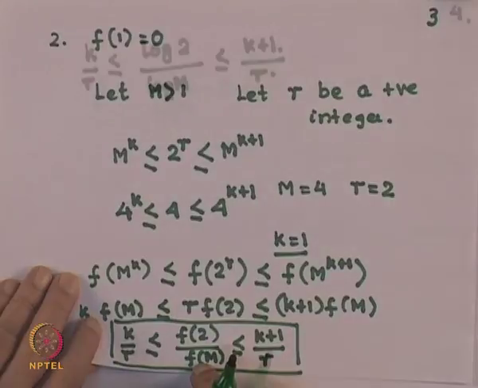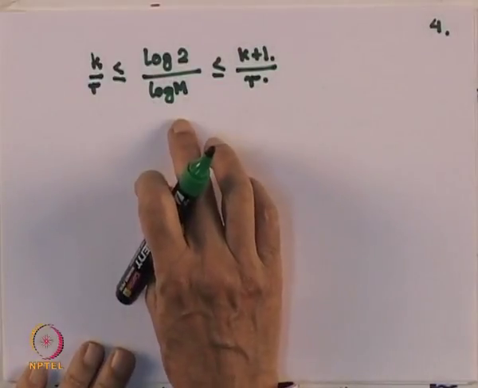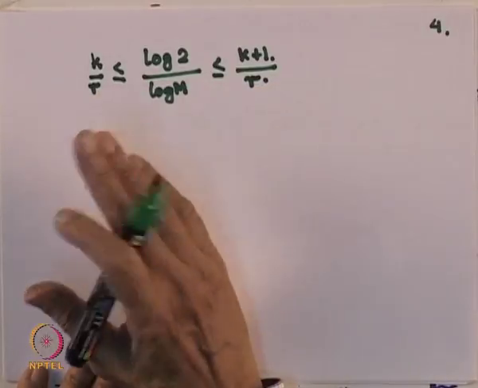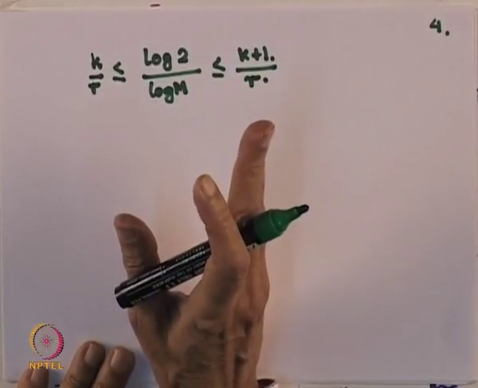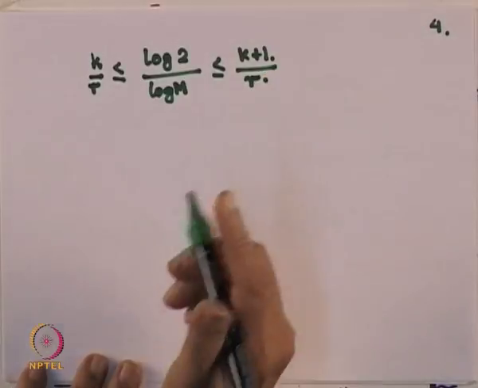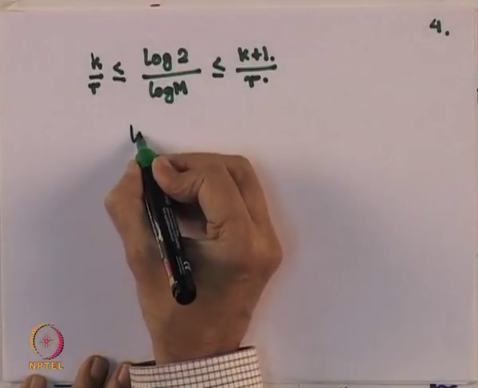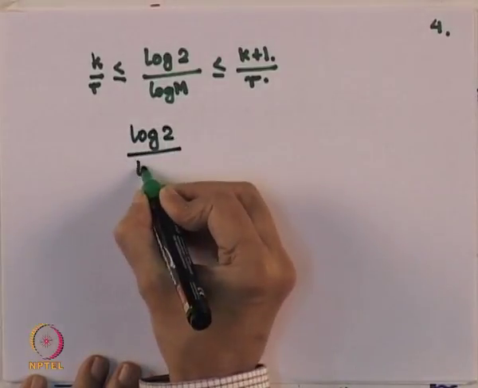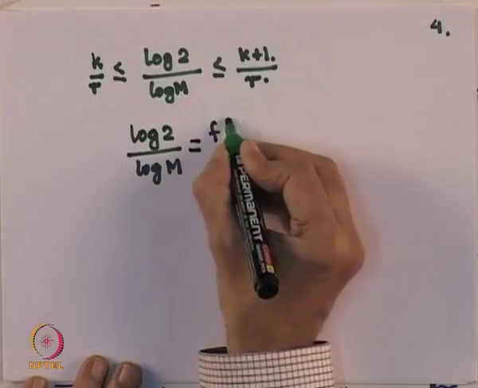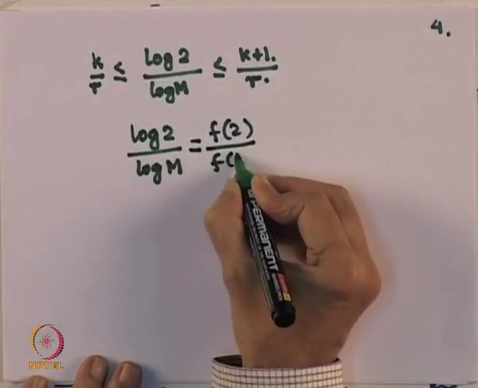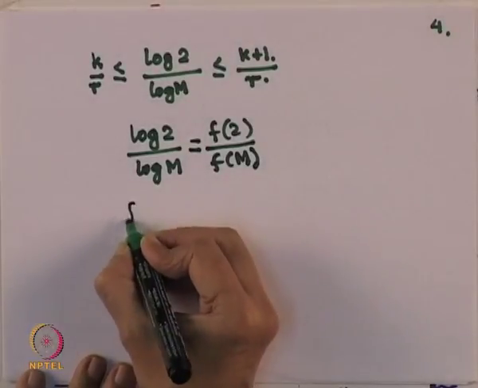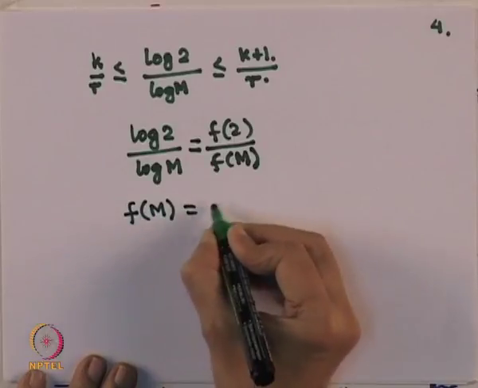Both f of 2 by f of m and log 2 by log m lie between these two limits. And I have not said what r is. All that I have said is let r be a positive integer. So, I can take r as large as I wish, and then show that these two functions, log 2 by log m and f of 2 by f of m, are basically identical, which tells me that f of m is the logarithm of m.